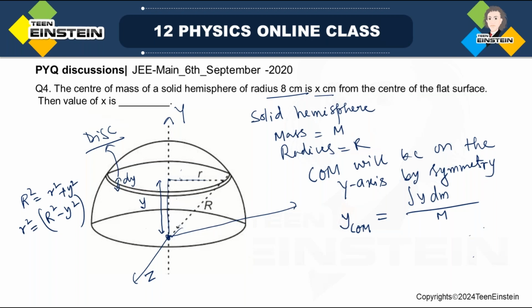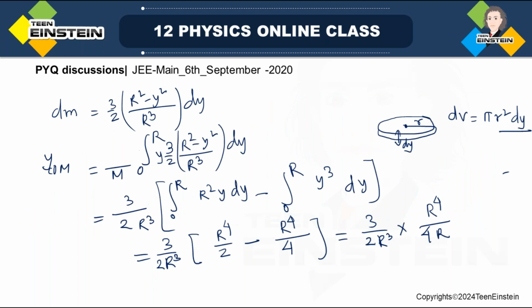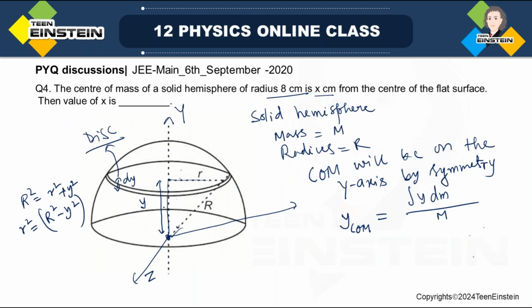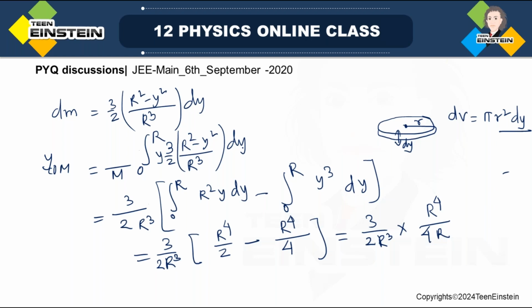Y dm, see, look here, we have got R square that I have kept here, y square y dm. This is fine, this is y cube by 4, this is also fine, this is R cube. I see this is not R. I'm sorry for the confusion. There was no R over here, but I had written it, that's why the confusion was coming.